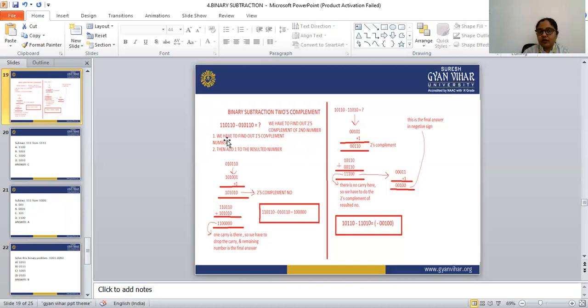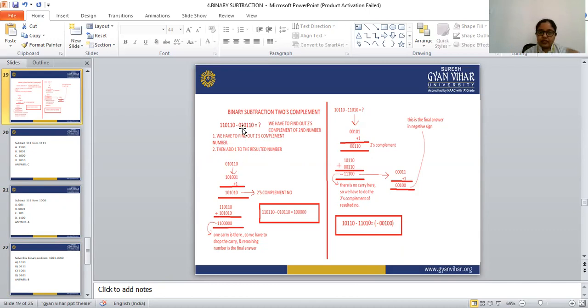You have to remember that every time we have to consider the second digit for doing the binary subtraction by 2's complement method or ones complement method. We have to consider the second digit. So first we have to find out the 2's complement number of the second digit. For finding out the 2's complement number, what we have to do? We have to find out the 1's complement number, then add 1 to the resultant number.